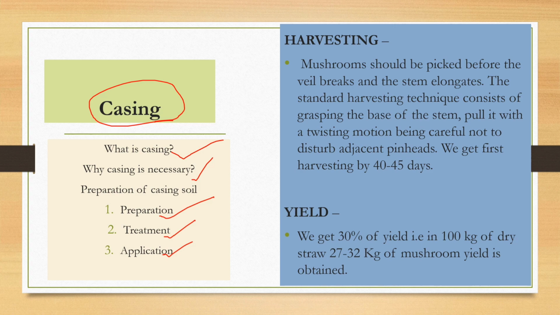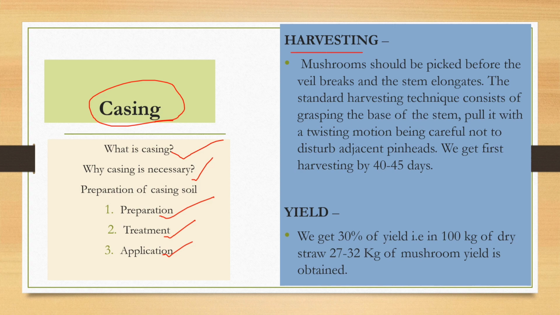And then comes the application. As the incubation period gets over, apply the casing soil. A thickness of 1 to 1.5 inch of casing soil is added on the top, and moisture of 80 to 90% is maintained by applying water. After 10 days, ruffling is done on the casing soil to break the colony growth of the mycelium from the casing soil and to remove unwanted plants.